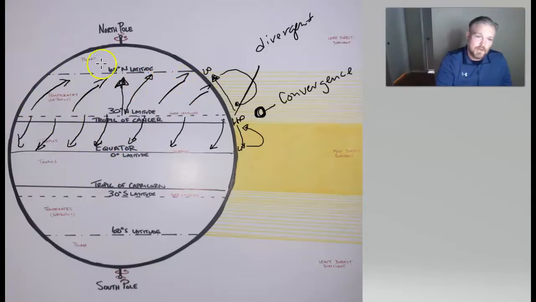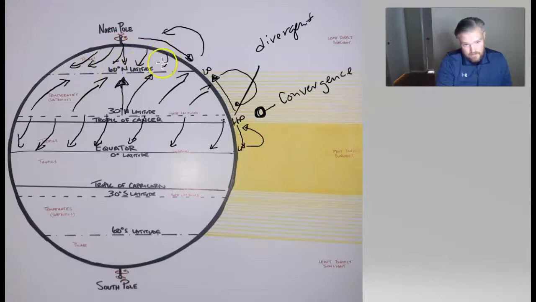Okay, then up here at the polar regions, you have another low pressure. So air will move this way, right? And then it's going to cycle back that way. So this air is trying to move from the pole down to 60, but it's going to curve to the right. So we got right, right, right.